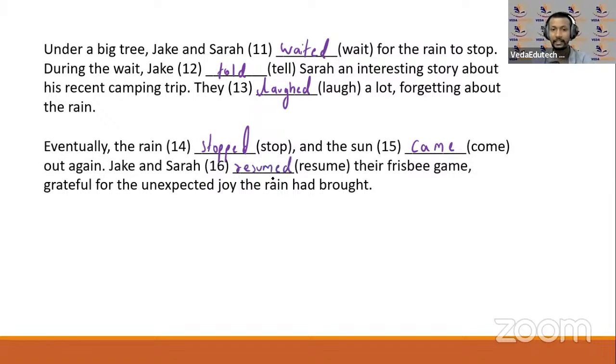Yes. Jake and Sarah resumed their frisbee game, grateful for the expected joy the rain had brought. खुशी से उन लोग फिर से फ्रिस्बी खेलना फिर से शुरू कर दिए. ठीक है, हंसते खेलते उन लोग बच्चे लोग खेलना शुरू कर दिए. Like this. You also, आप लोग भी वैसे ही करते हैं, right?